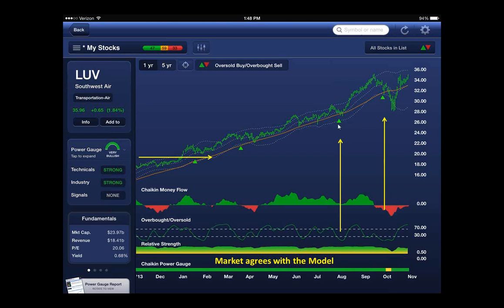And then finally, we've got the Chaikin buy signals. These are what we call oversold buys, meaning stocks that are oversold on a short-term basis, which is a great time to get into them. So this is what our classic bull looks like, and it's also, by the way, in a strong industry group, another key factor we look at.